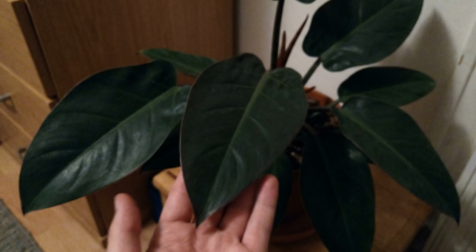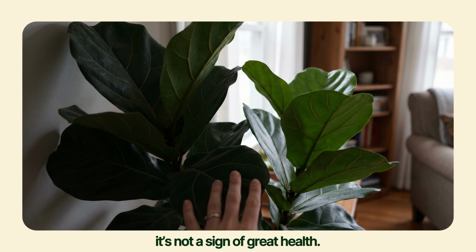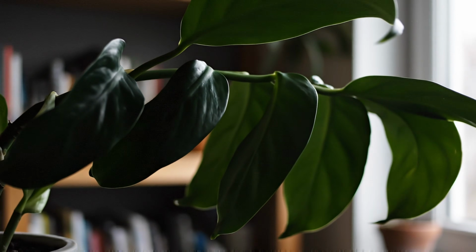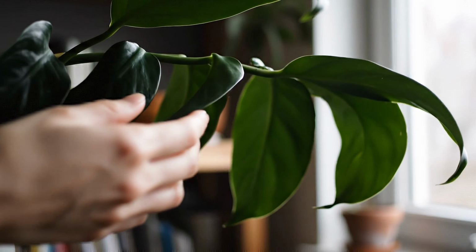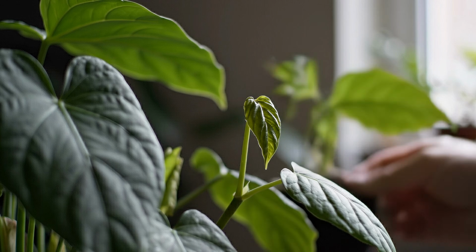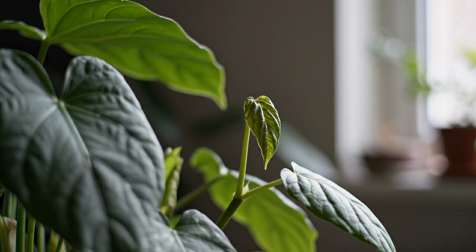Now the opposite. If your plant turns very dark green, almost unnaturally deep in color, it's not a sign of great health. It's a sign of low light. The plant is producing extra chlorophyll to capture whatever light is available. It's compensating, and while it survives like this, growth slows down. Leaves may become smaller, weaker, and more vulnerable over time.